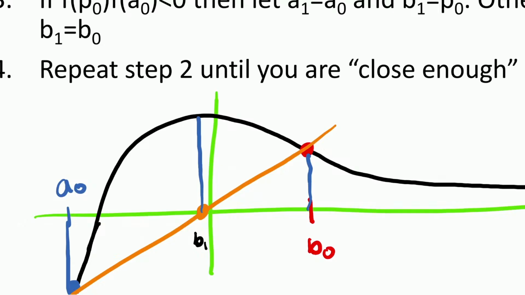So this will be b1, this will now be a1, and then you do it all again. I'm starting up there, I connect the 2 dots with a secant line, and that gives me another estimate, and then you repeat. So you keep doing this. You can see that the very next estimate is going to get us really close. If you can eyeball this secant line here, it's going to be pretty close to the actual root.